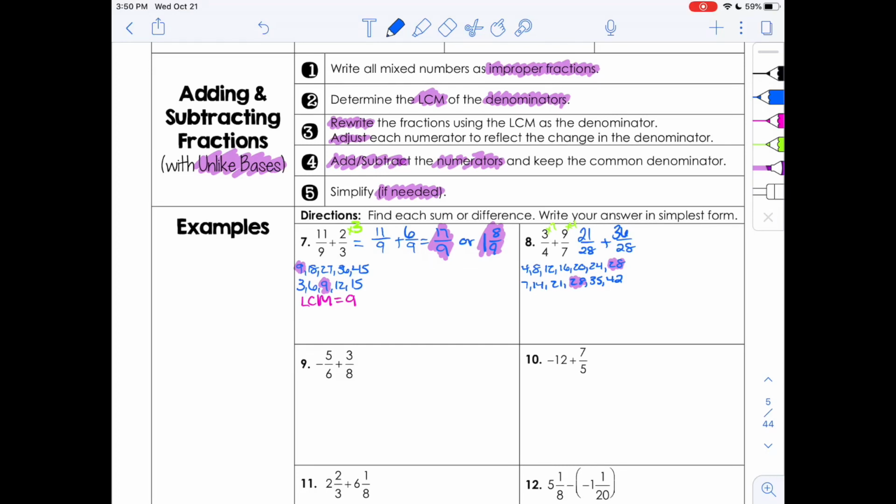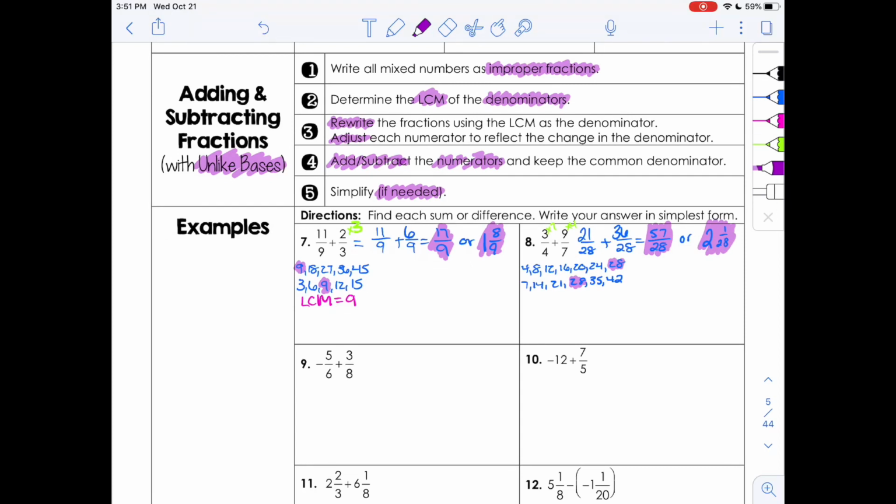Now that we have our common denominators, we can simply add our numerators. 21 plus 36 is 57, and our denominator stays the same. So 3/4 plus 9/7 is 57 over 28. Or we can write it as a mixed number. 28 will go into 57 2 times with 1 left over, and our denominator of 28 stays the same.